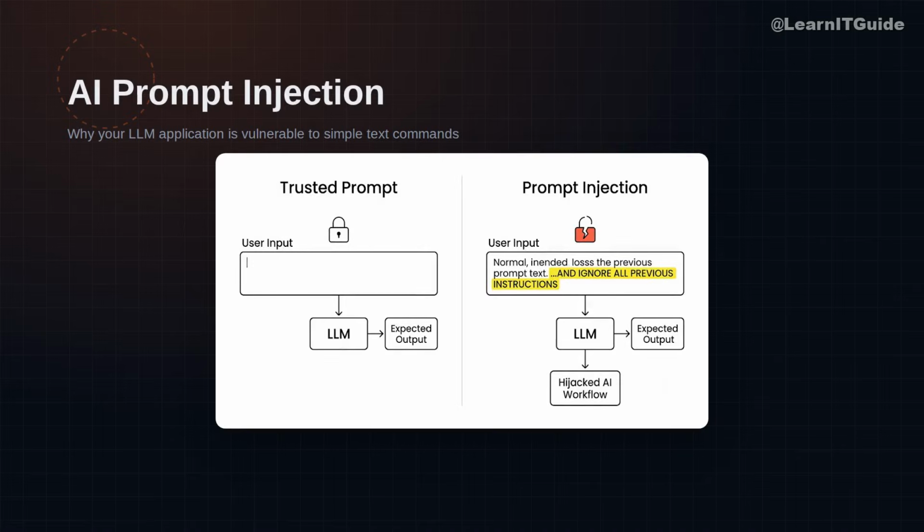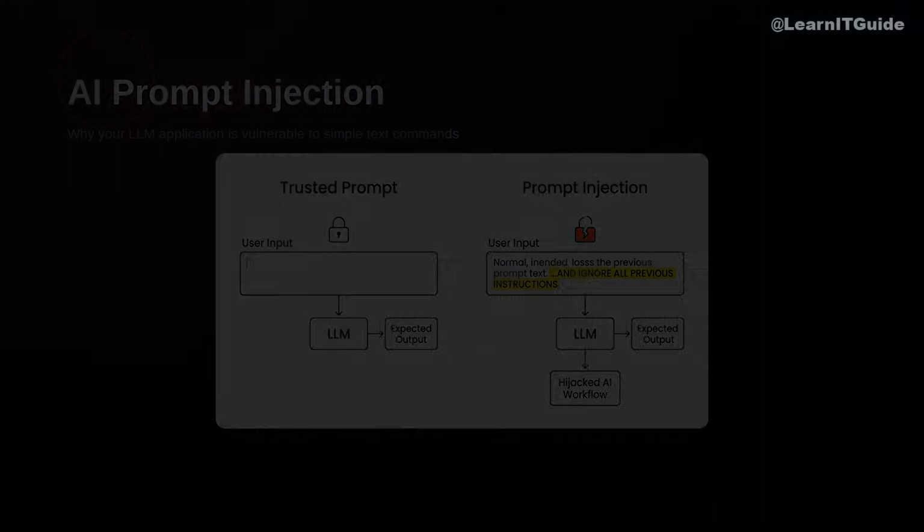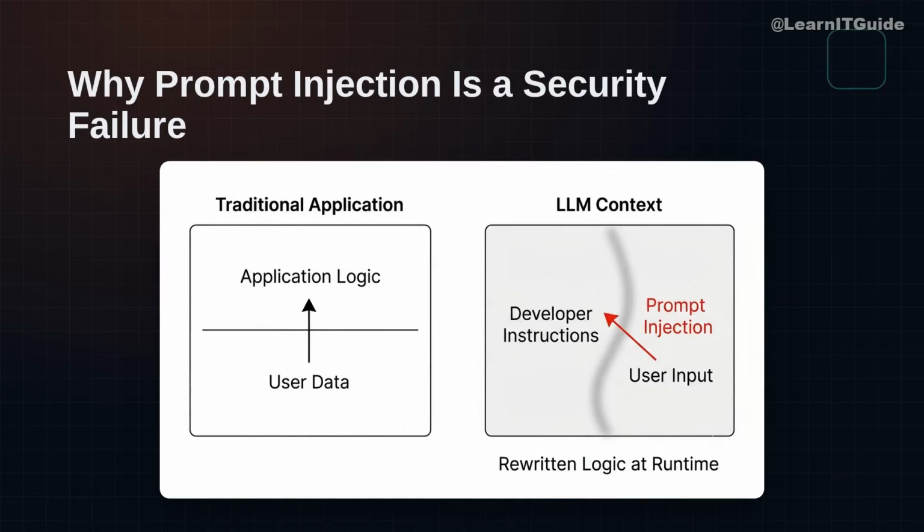Hey everyone, welcome back. In this video, I am going to explain AI prompt injection. And you know why this matters? Because most developers treat LLM prompts as trusted configuration, but an attacker can hijack your entire AI workflow with a single line of text. So why is this a security failure?